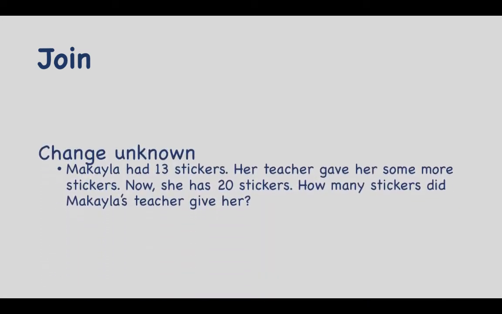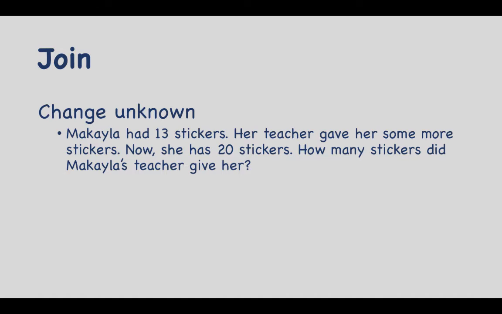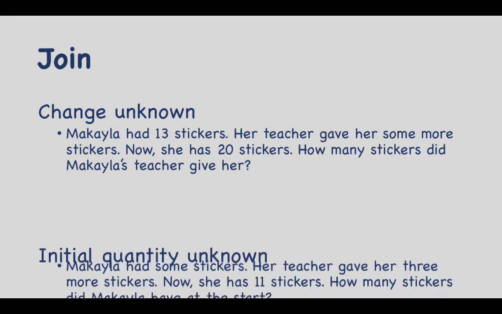Now let's consider a join problem where the change is unknown. Michaela had 13 stickers. Her teacher gave her some more stickers. Now she has 20 stickers. How many stickers did Michaela's teacher give her? We are being asked for the difference between 13 and 20. If we take 10 out of both numbers, we know that the difference between 13 and 20 will be the same as the difference between 3 and 10, which is 7. So Michaela's teacher gave her 7 stickers.